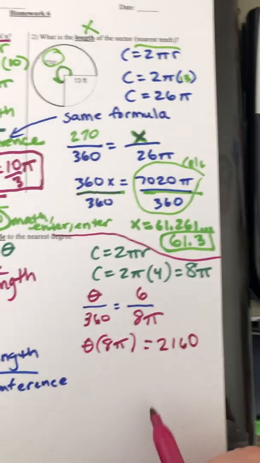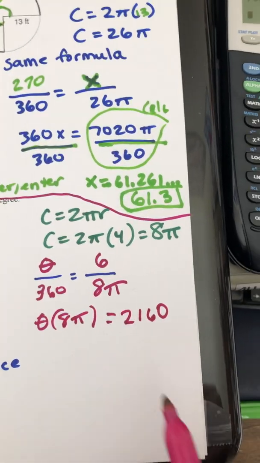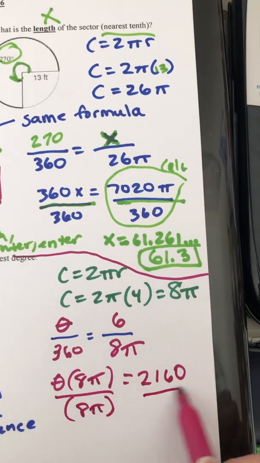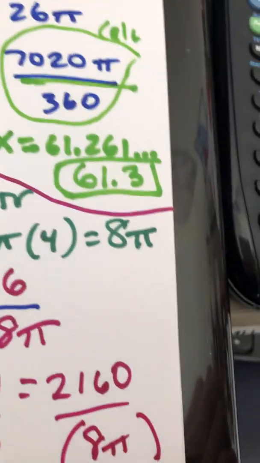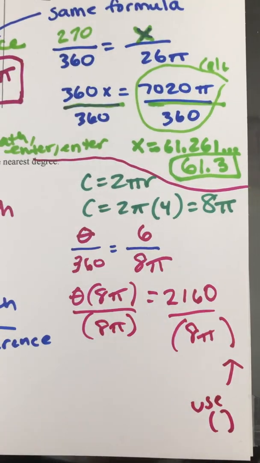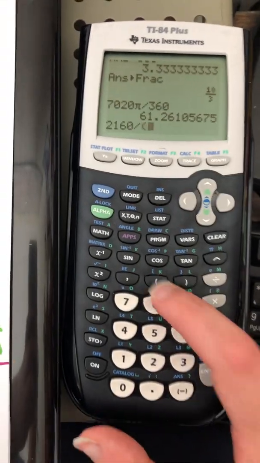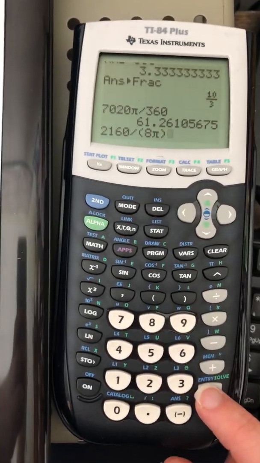You're going to notice on the left side the theta has an 8 pi next to it, and we want to get rid of 8 pi. So one technique is dividing by 8 pi all at once. But I'm emphasizing you need to use parentheses. Let me just make a note. Sorry, I got to hold the paper. Use parentheses. I'm going to show it to you. We want the calculator to know 2160 divided by all of the 8 pi. Not just 8 and not just pi, 8 pi together, that multiplication.